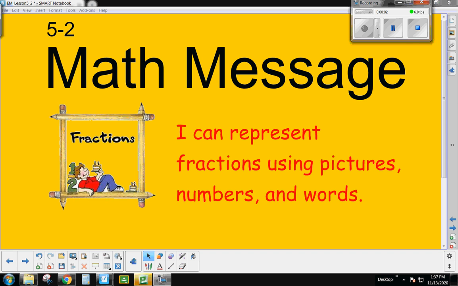All right, boys and girls, this is Math Message 5-2, the main math lesson of the day. And today we are going to learn to represent fractions using pictures, numbers, and words. But first, let's get warmed up. Have out a whiteboard or a piece of paper, and we'll get our math brains working.